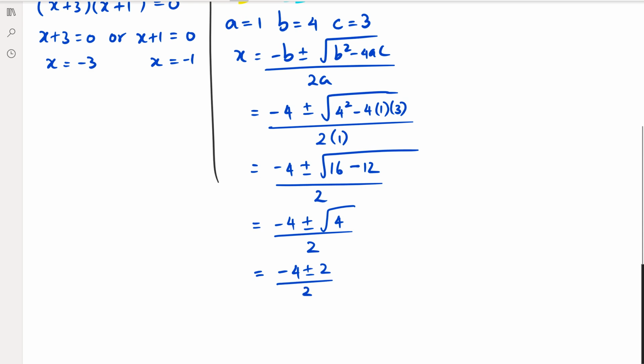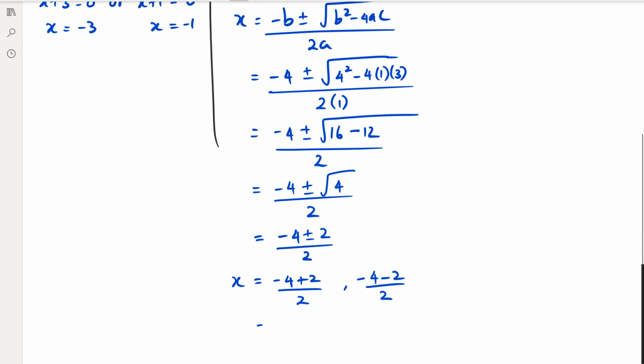Now notice how I got plus or minus. So that actually means I can rewrite this as saying I've got my solutions for x now. The first solution is going to be negative 4 plus 2 divided by 2, and the second solution is going to be negative 4 minus 2 divided by 2.